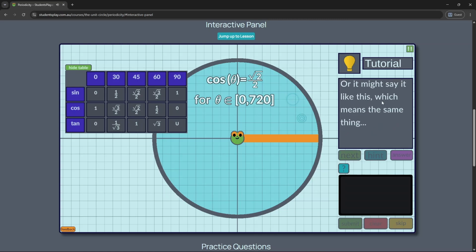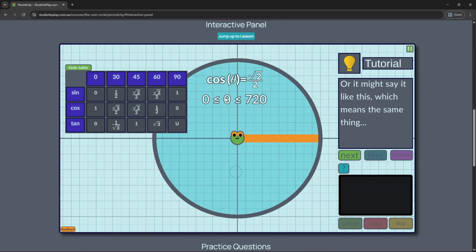Or it might say it like this, which means the same thing. So technically, this means that 0 is less than or equal to theta, and theta is less than or equal to 720. So whatever theta is, 0 has to be less than that, which means theta has to be greater than 0. So it can't be anything less than 0. I guess I just said that.